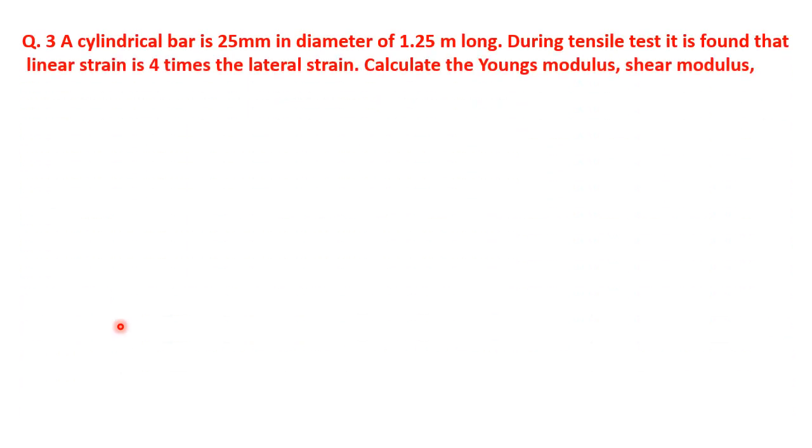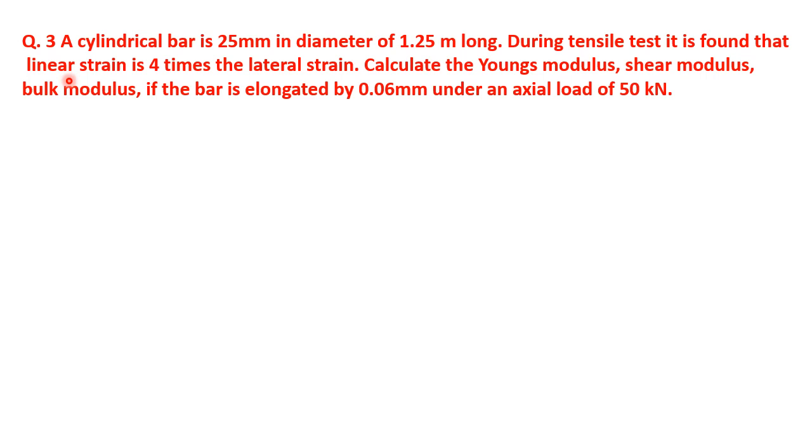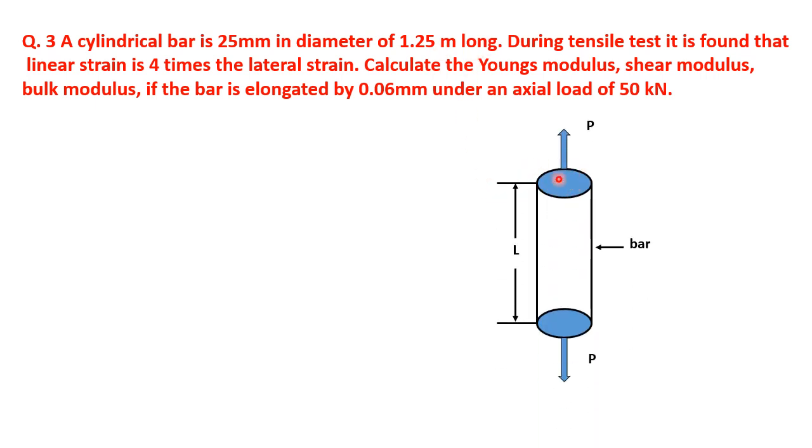So this is the question, and it says that a cylindrical bar is 25 mm in diameter and 1.2 meter long. It means we have to consider one cylindrical bar. This is the cylindrical bar, the diameter of this bar is 25 mm, and the length of the cylindrical bar is 1.25 meter.